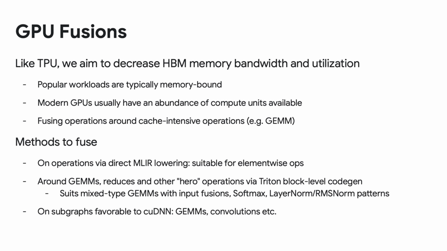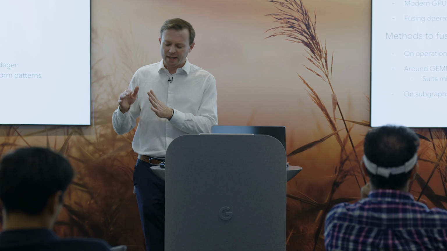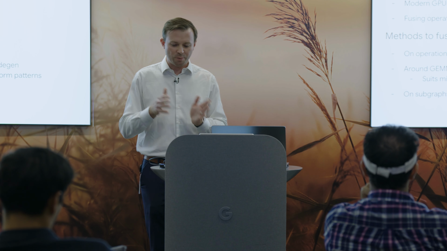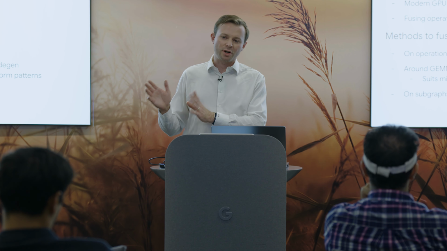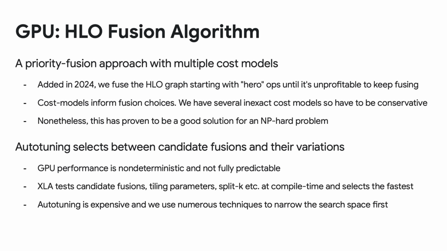Really briefly, we can lower operations on GPU via MLIR, where we do it explicitly. For gems and other sorts of patterns that are really suitable, we use OpenAI Triton to do codegen at a block level. That was added a few years back, and it's been very successful. And then we also have specialized, domain-specific ways, including cuDNN, which is, of course, very GPU-specific, for convolutions, and now gems and some more sophisticated operations too. So again, at the high level with fusion, how do we do it and how do we decide to do it?